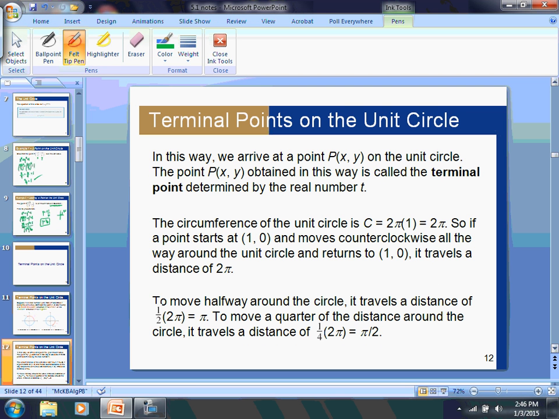Now, anytime you are given a distance and then you stop, whatever point you stop at is called your terminal point. And like we said before, the circumference for a circle, the equation is just 2 pi r. But on our unit circle, our radius is 1. So your circumference on a unit circle is just going to be 2 pi. That's why it takes us 2 pi rotations to go around the unit circle one time. So 2 pi is that distance that we can travel around the unit circle one time.